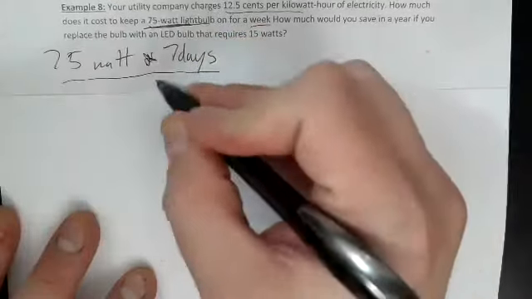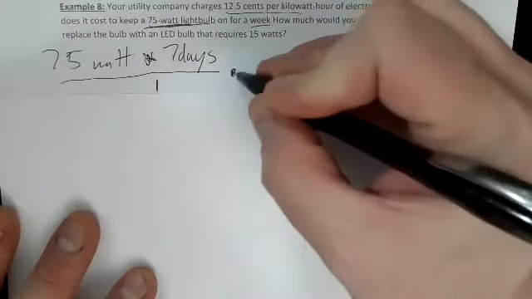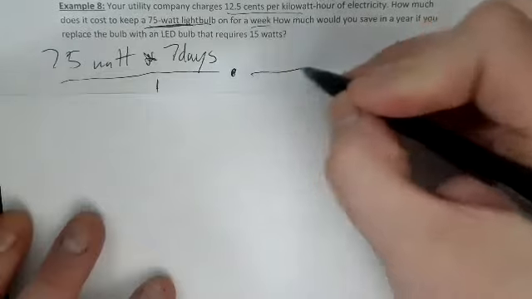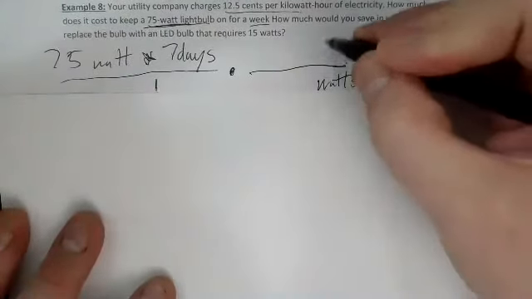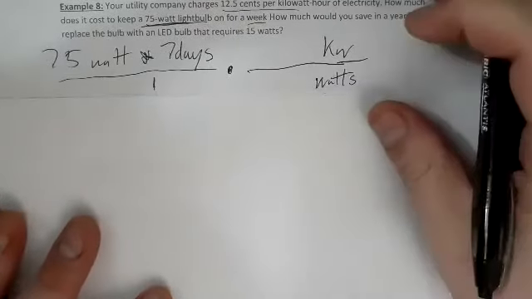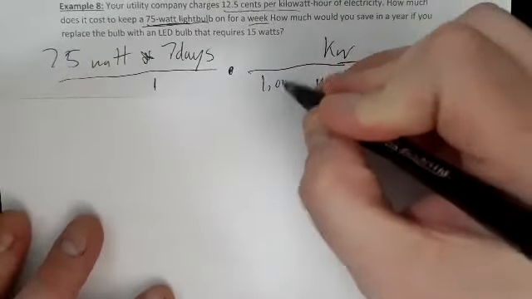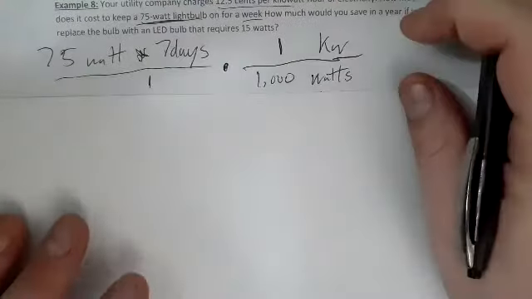We want to get to kilowatts times hours. So if you want, you can put this over 1. We're multiplying this, and we want to go from watts, kilowatts. And in order to do that, there are 1,000 watts in 1 kilowatt.